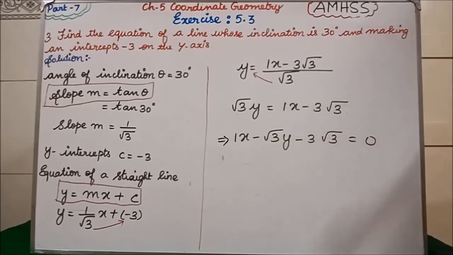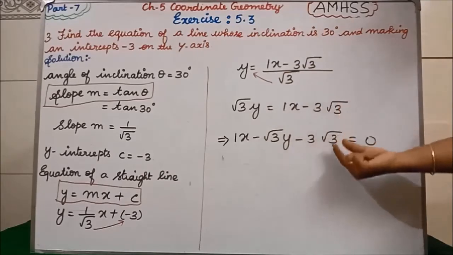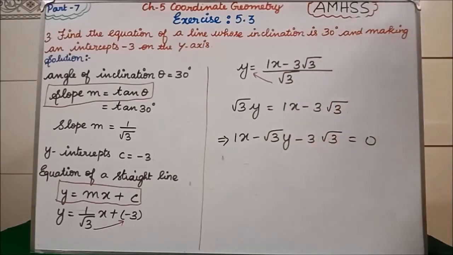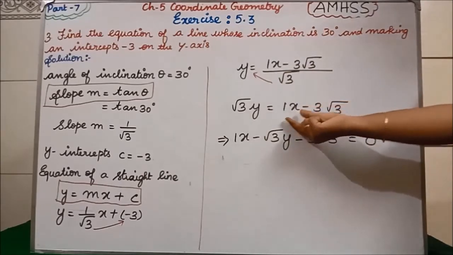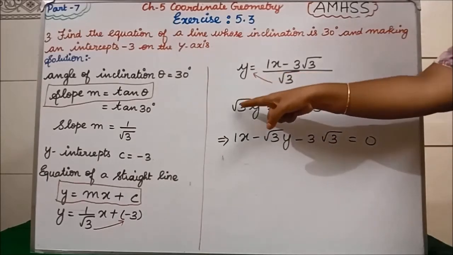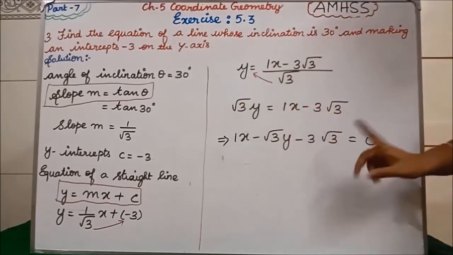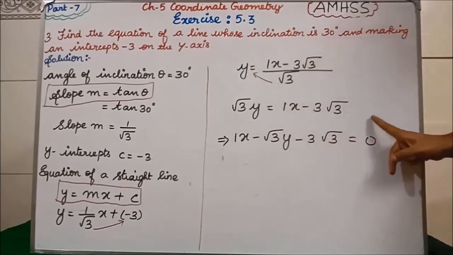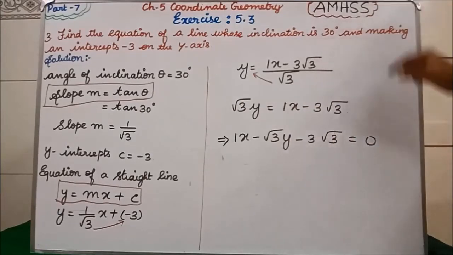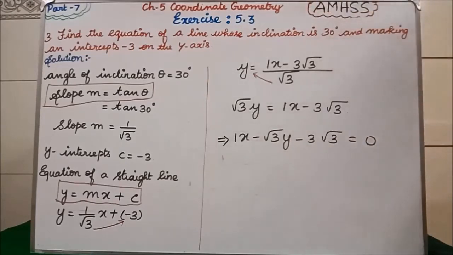Then I have told you the general form of the equation of a straight line is one x term, one y term, one constant, and we have to write it in that form only. So see here, 1x, then the constant term is there, so in between you have to get the y term. This y term is coming this side. So 1x minus root 3 y, then we write 3 root 3 as such, equal to 0. Clear? They were asking the question, find the equation of a line. This is the equation of a line. Clear, the third question? Next we will see the fourth question.